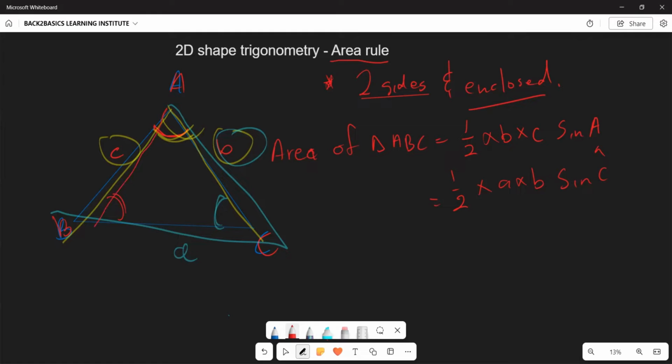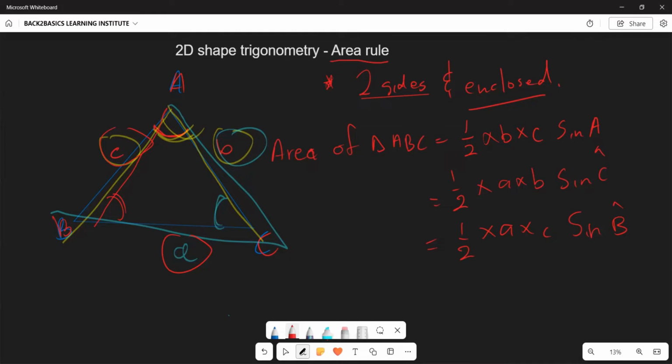And you are given your side C and your side A, right? So the area rule or formula is going to be half A multiplied by C sine of B. This is going to be the formula that you are going to use, right?